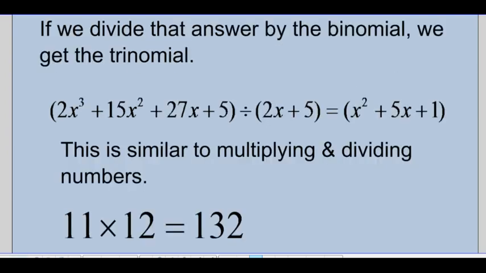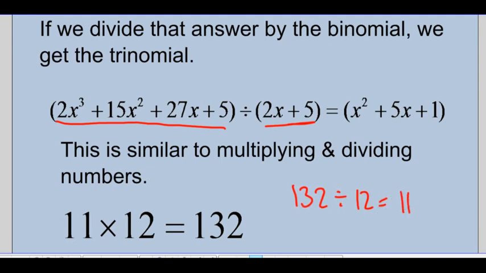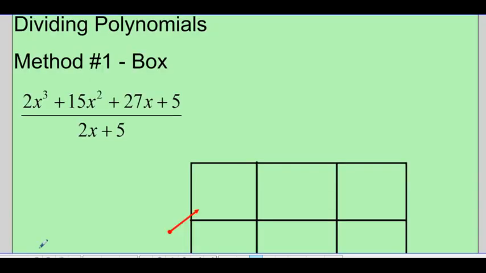All right, now let's look at this a little differently. Let's say we want to divide that answer that we got last time by the binomial, we're going to get the trinomial. So 2x cubed plus 15x squared plus 27x plus 5 divided by that 2x plus 5, you get the trinomial. And this is very similar to when you're doing this with numbers. If I said 11 times 12 is 132, 132 divided by 12, you'd get 11, because it's that relationship between multiplying and dividing. So we can use that same relationship when we're trying to divide polynomials.